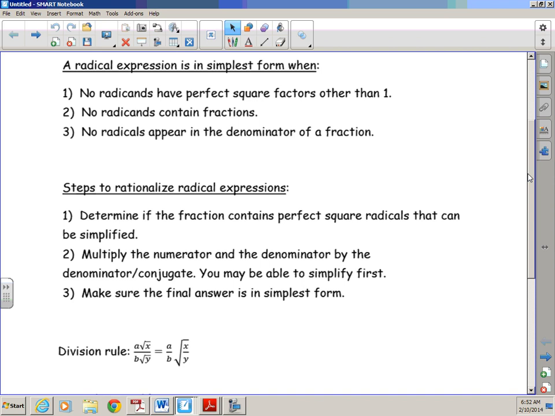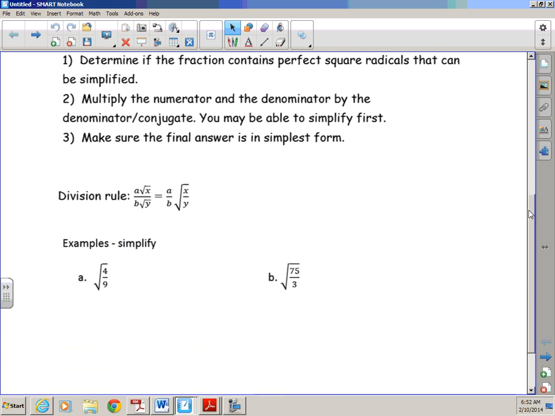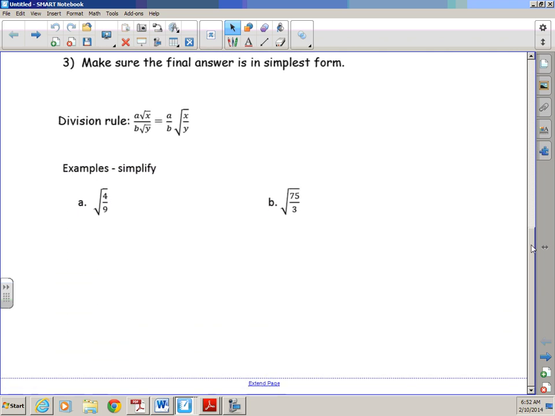So the steps: determine if the fraction contains perfect square radicals that can be simplified. If not, multiply the numerator and denominator by the denominator or its conjugate. You may be able to simplify first, and make sure the final answer is in simplest form. Okay? A lot of statements, but when we go through some examples, hopefully it'll be a lot clearer to you.